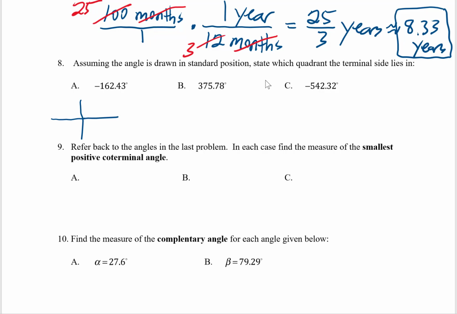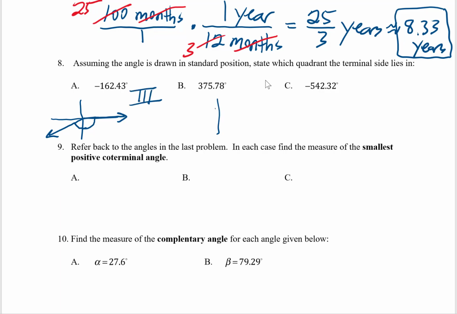Problem 8, we want to know where the terminal side lands. I always start along the positive x-axis. If I rotate negative 162 degrees, that would be clockwise. I'd get to negative 90. If I went to the x-axis, I'd be at 180. That's too much, so it must stop a little bit short of there, which means I've landed in quadrant 3.